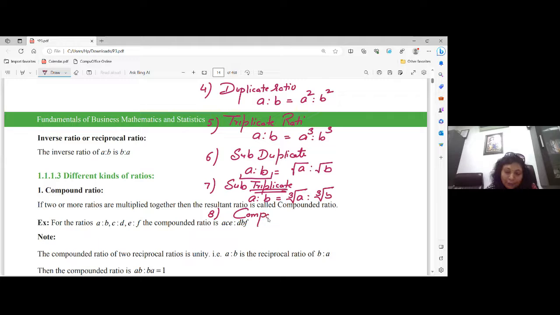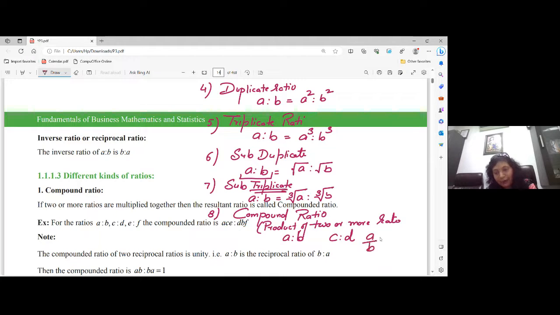Now, what is compound ratio? Product of two or more ratios. Compound ratio is product of two or more ratios, that is called compound ratios. Now suppose the first ratio is A is to B, second ratio is C is to D. So we'll say A upon B into C upon D. That is called compound ratio. So compound ratio is product of first terms is to product of second terms.